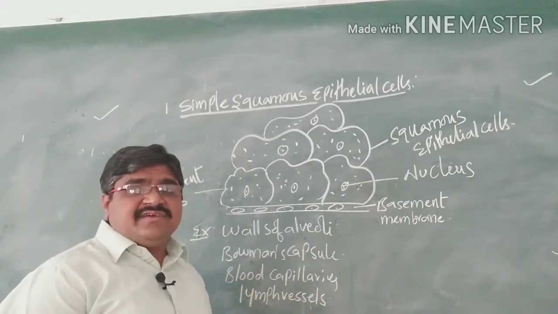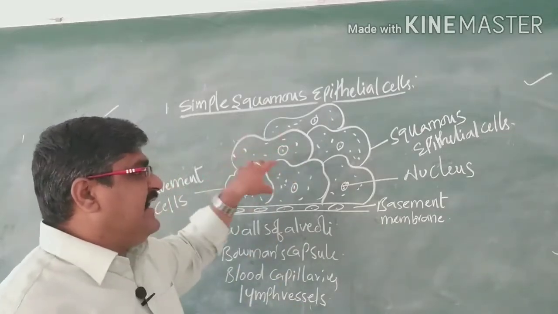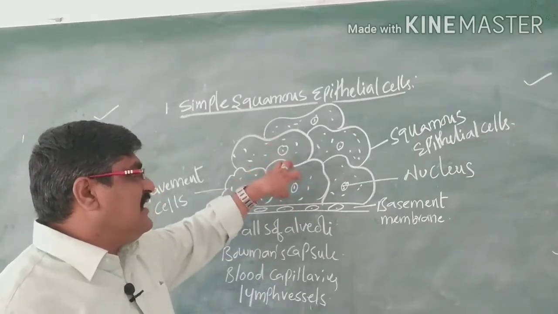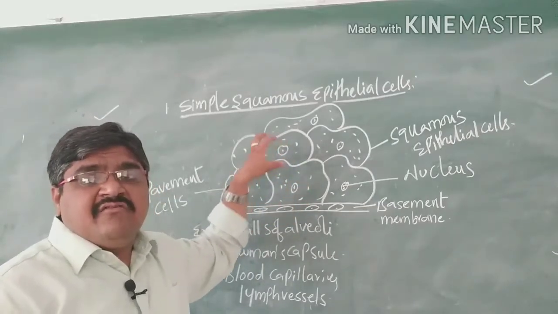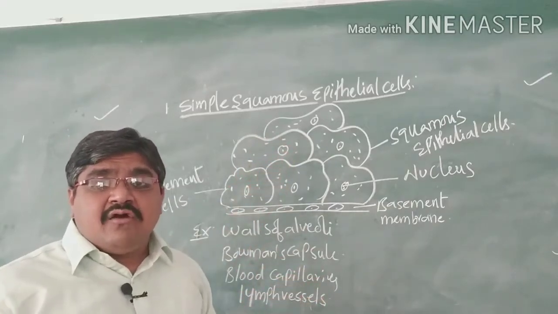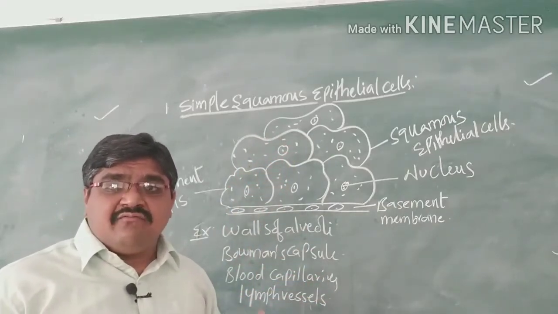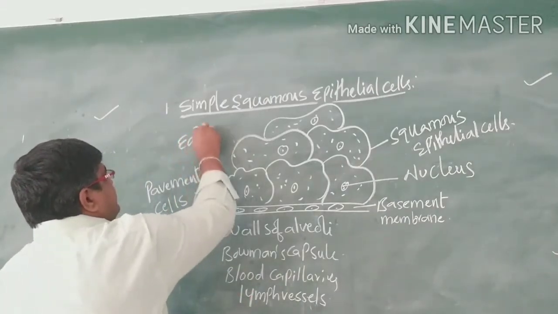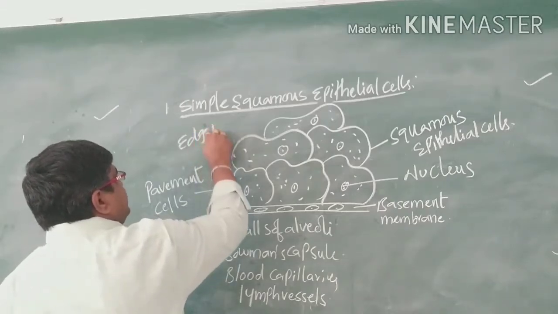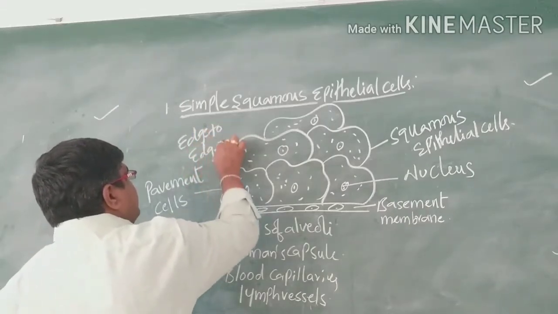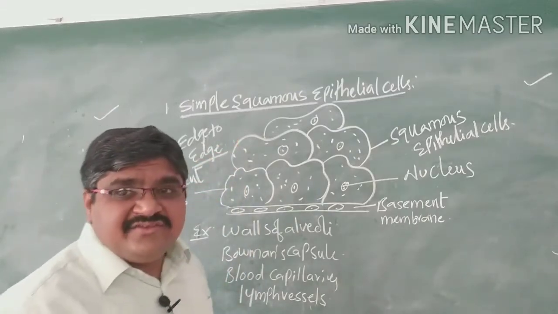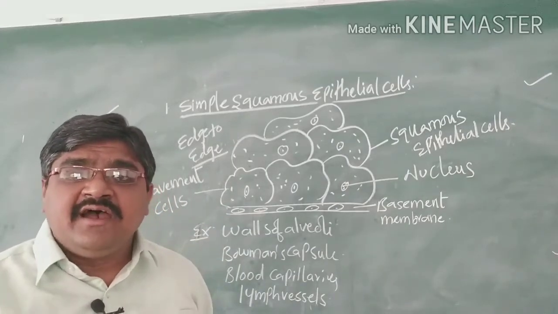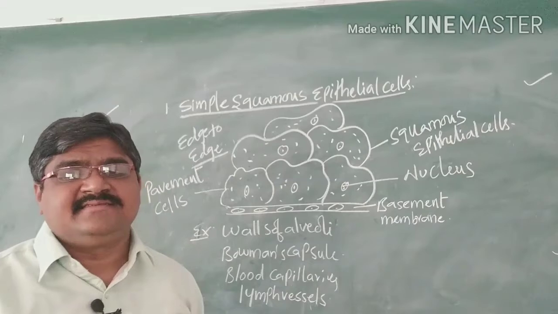These squamous epithelial cells are present on a single basement membrane, adjusted like the tiles of a floor, arranged edge to edge. So we call them pavement epithelial cells.